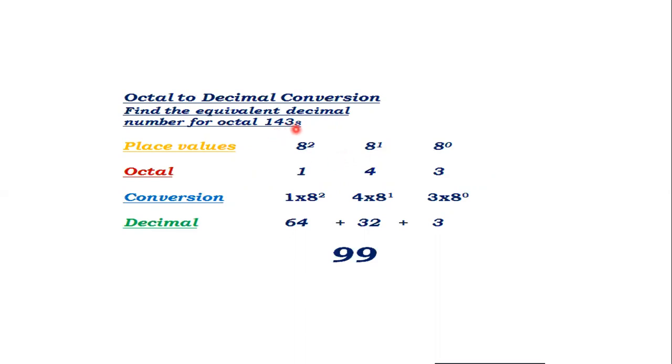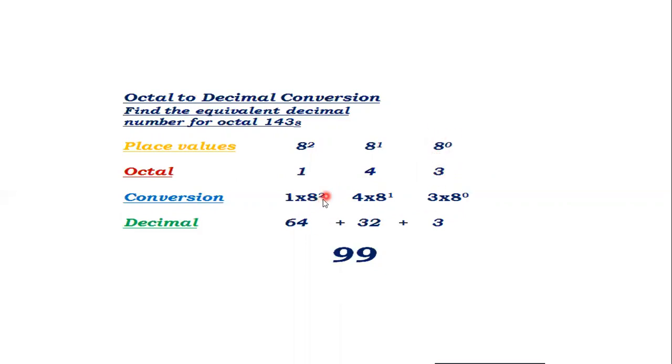143. This is octal. Therefore, the positional values are 8 power 0, 8 power 1, 8 power 2. In binary, everything is 1s and 0s, but here we have the values 1, 4, 3. Therefore, this value is 1 into 8 power 2 plus 4 into 8 power 1 plus 3 into 8 power 0. We multiply with this value along the positional value.